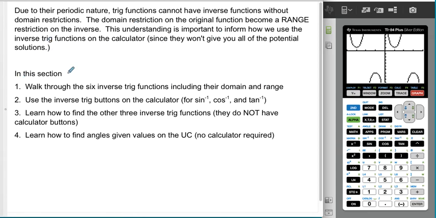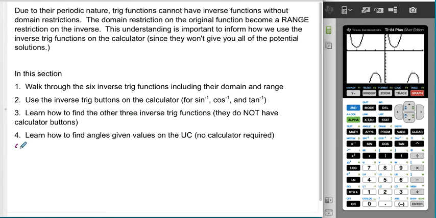So what we're going to do in this section: first I'm going to walk you through, not spending a ton of detailed time on it, the 6 inverse trig functions and show their domain and range so that you know what they look like. Then we're going to spend some time using the inverse trig functions in a calculator. We're going to learn how to find the other 3 inverse trig functions because they don't have buttons in the calculator. And then we're going to talk about how to find angles given values on the unit circle with no calculator.